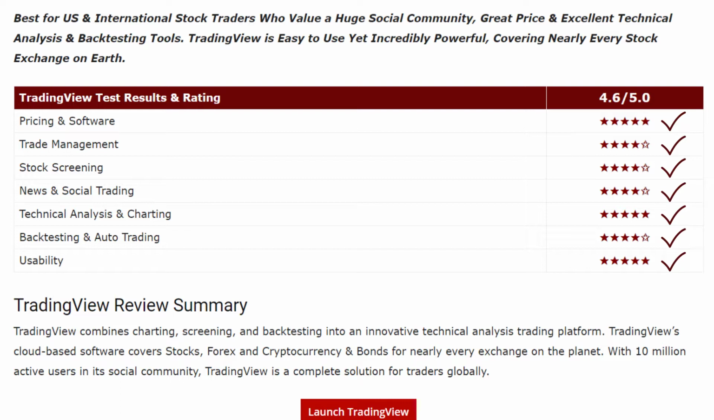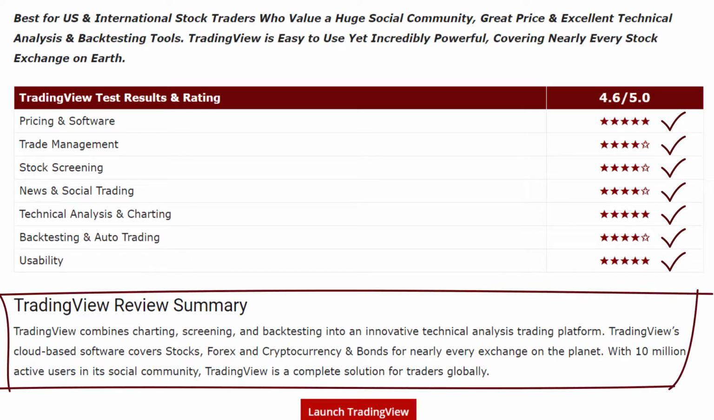Now TradingView I've rated 4.6 out of 5 because it scores great in every department. So these 7 factors are what I will drill down in a really quick fire overview of why I think TradingView is so excellent. To summarize the review in total, TradingView combines charting, screening and backtesting into an innovative technical analysis trading platform. TradingView's cloud-based software covers stocks, Forex and cryptocurrency and bonds.